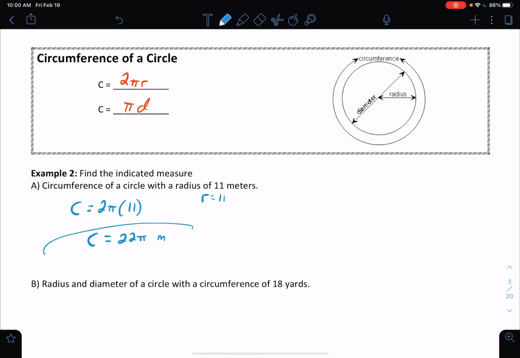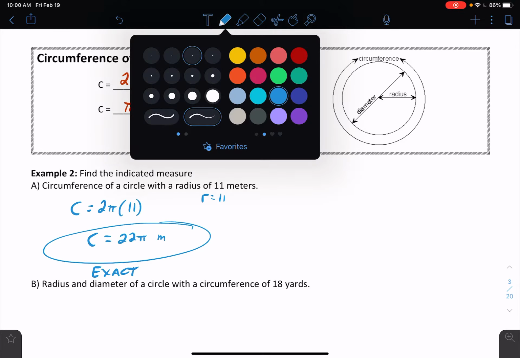Now, I could stop here, and I especially want to stop there because that is an exact answer. So if a quiz or a test asks you for an exact answer, pi needs to still be in your answer. So 22 pi, that's the exact answer.